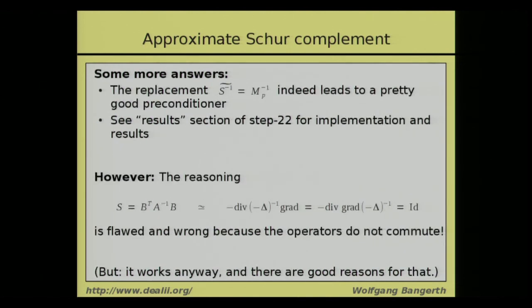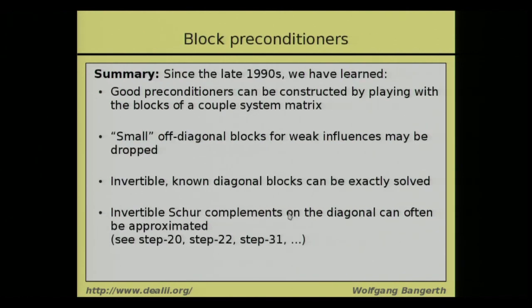I don't want to go into too many details here. It turns out that this reasoning that I can exchange these two operators here is completely flawed. And I don't want to go into details why that is so. Theoretically, I cannot do this because this acts on the velocity space and this acts on the pressure space. So I can't commute them. It works anyway, and there are good reasons for this.